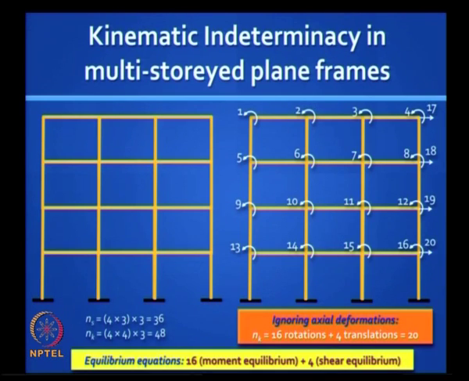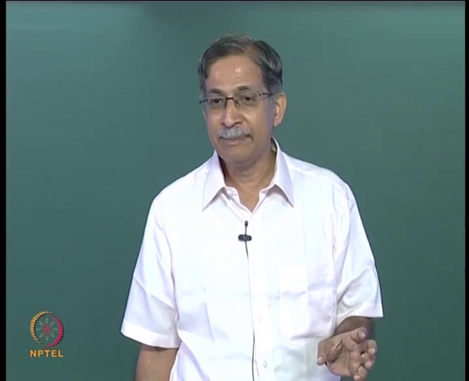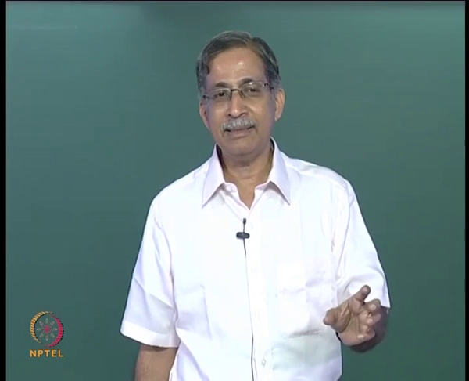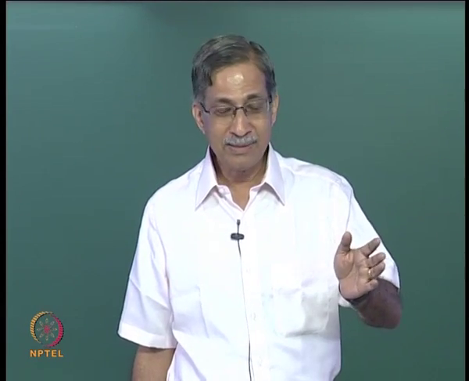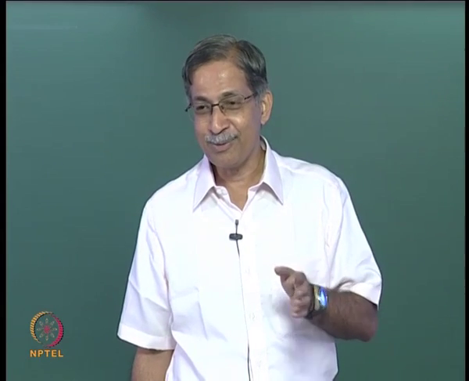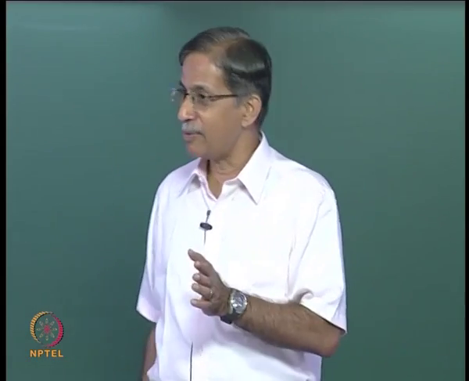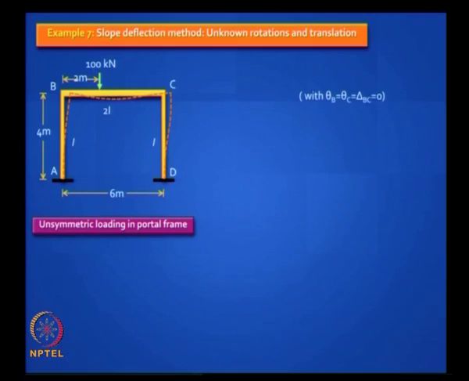Now in slope deflection equations, till now we were conveniently having only rotational unknowns, and the moment equilibrium equations were MBA plus MBC is equal to 0 kind of equations. Now you have a translational unknown. So a moment equation is not going to work here. So you need a force equilibrium equation. It is called a shear equilibrium equation. Let us demonstrate that. Let us take this example, where you have a portal frame with an asymmetric, unsymmetric load.